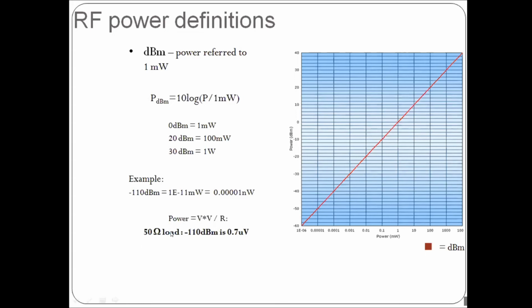So for a 50 ohm load, minus 110 dBm is about 0.7 microvolt, we can say. So this is the power level required. For all the power in antennas, we will refer only to dBm, not decibels.